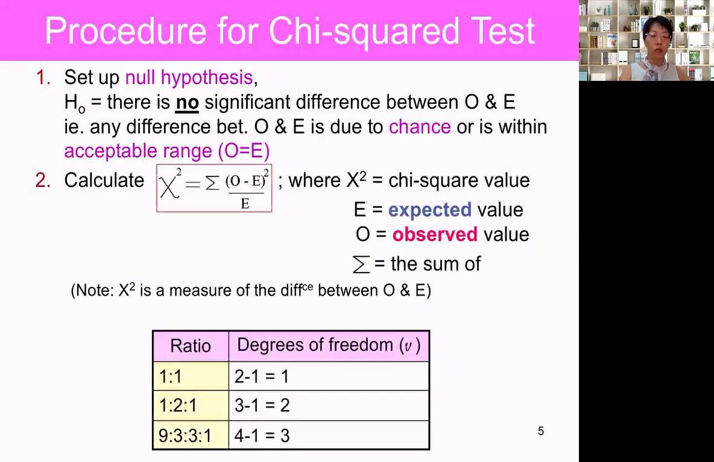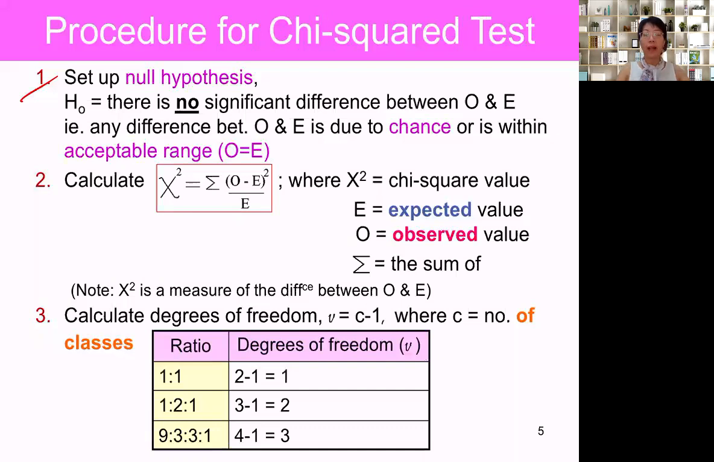The first thing you need to do for the chi-square test is set up a null hypothesis, because when you want to test something, you must have a statement to test. Your statement is always the null hypothesis. Null means 0, H0, H subscript 0. The null hypothesis statement is always: there is no significant difference between O and E. So the difference is 0. That means any differences between O and E are due to chance or are within the acceptable range.